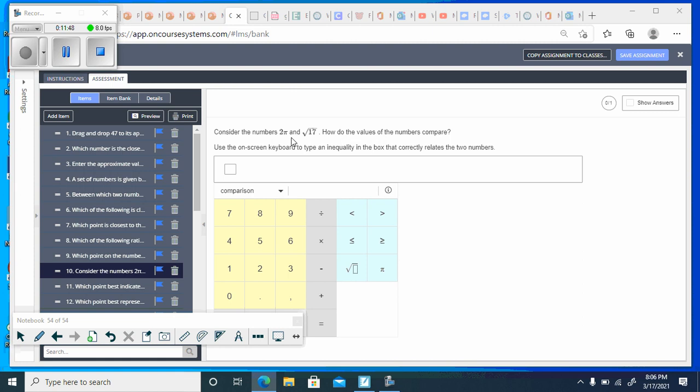Consider these two numbers, 2 pi and square root of 17. How do the values of the numbers compare? Are they greater than, less than, or equal? 2 pi, we know pi is about 3.14, right? Let's multiply that by 2. 4 times 2 is 8, 1 times 2 is 2, 3 times 2 is 6, 6.28. That's 2 pi.